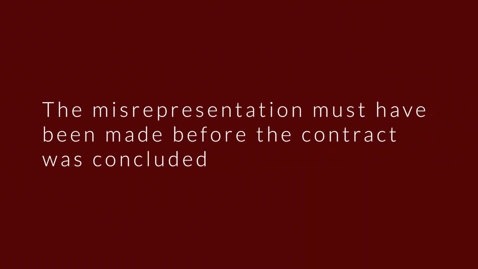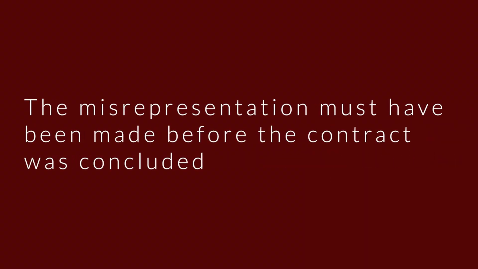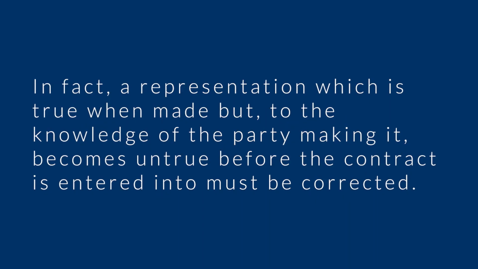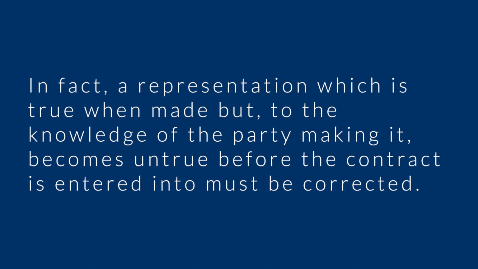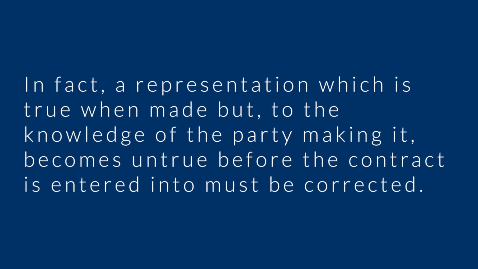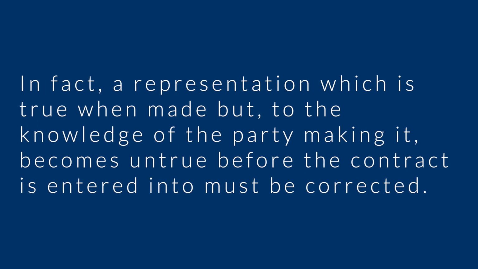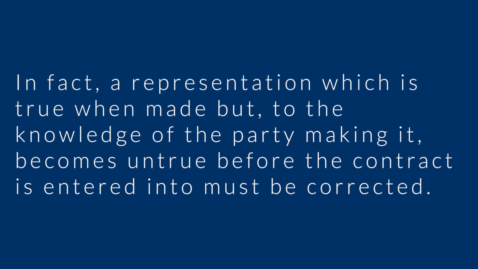Now let's move on to the second one. The misrepresentation must have been made before the contract was concluded. So in order for misrepresentation to qualify, it must be an active one, which means it must be something that you said before the contract was done, making it the reason why you actually got into that contract. In fact, a representation which is true when made, but to the knowledge of the party making it becomes untrue before the contract is entered into, must be corrected. And failure to do so will turn it into a misrepresentation.